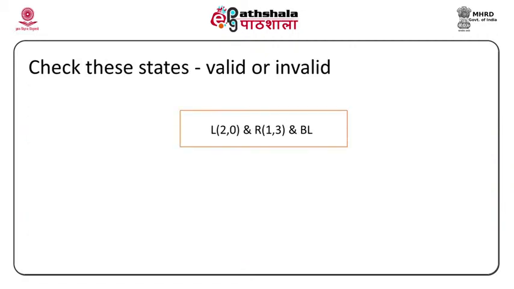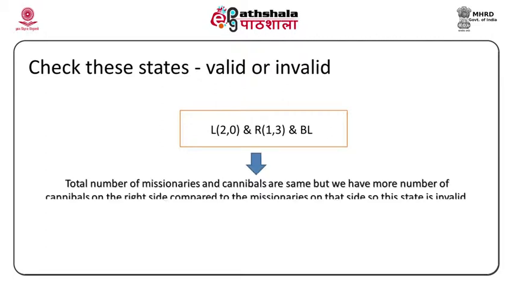Let me know. L20, R13 and BL, is it valid? Okay, there are a lot of things. M plus L, 2 plus 1, 3, 0 plus 3, 3. Okay, number of missionaries, number of cannibals, great, they are still 3. But the other requirement, 3 is greater than 1, yes, that is not allowed. Number of missionaries more than number of cannibals is not allowed. So, this is an invalid state.